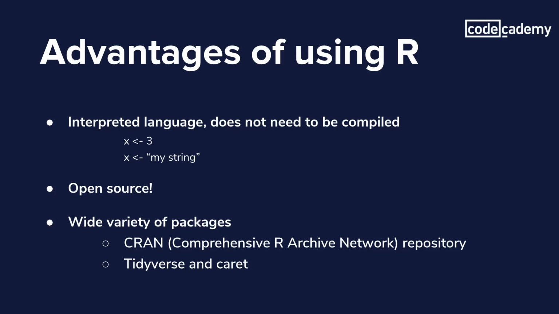R is also open source, which means anyone can fix bugs or contribute new features. In this way, R is very collaborative. This also means that R has a wide variety of packages that can be easily installed and used. CRAN is a network of web servers around the world that store identical versions of R code, packages, and documentation. A couple common packages that you'll see popping up a lot are Tidyverse, which is a collection of R packages designed for data science, and it includes the packages I've already mentioned, ggplot2 and dplyr, and Caret, which is a package of machine learning functions.